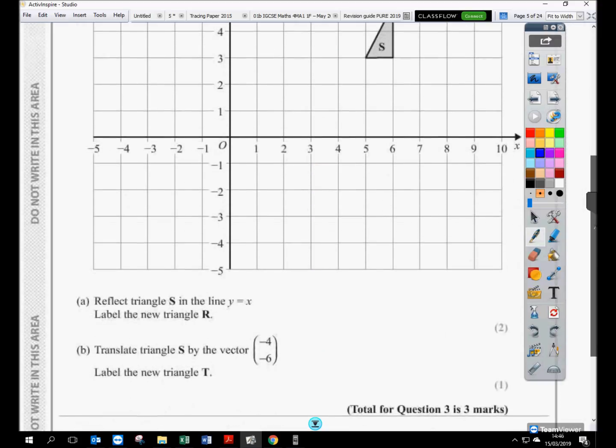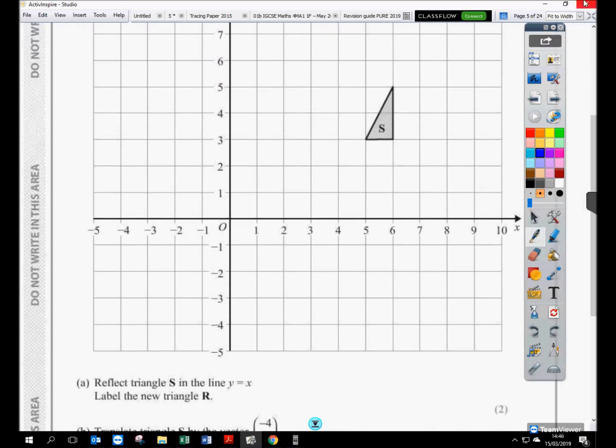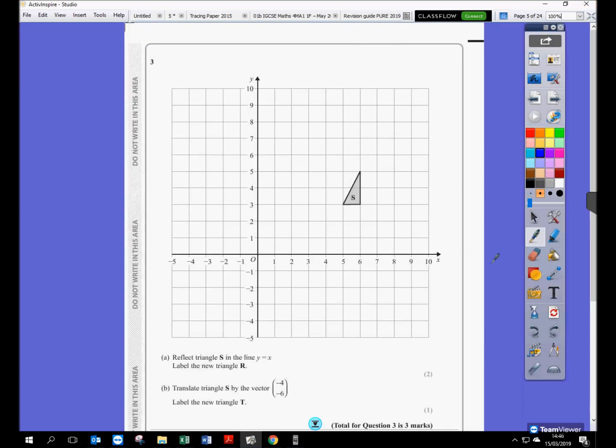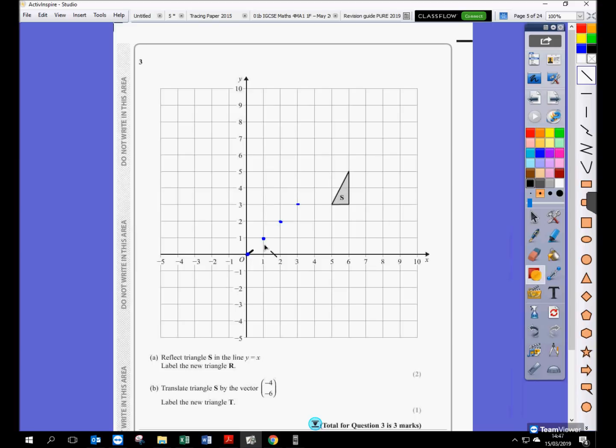Next one. Reflect triangle S in the line y equals x. So the line y equals x is where the x value is the same as the y value. So 0, 0, 1, 1, 2, 2, 3, 3, 4, 4, etc. So I'm going to draw this line on y equals x. And you have 10, 10 in this corner. You have to be careful with drawing a diagonal line, because sometimes the x scale goes up to 10 and the y scale will go up to 11. You just have to be a bit careful there.